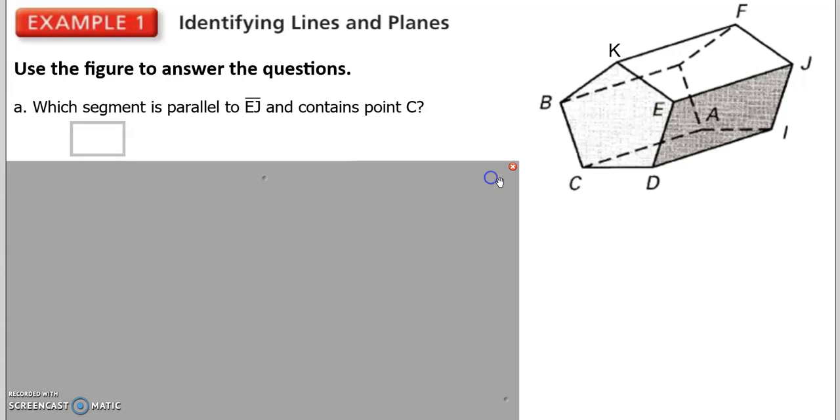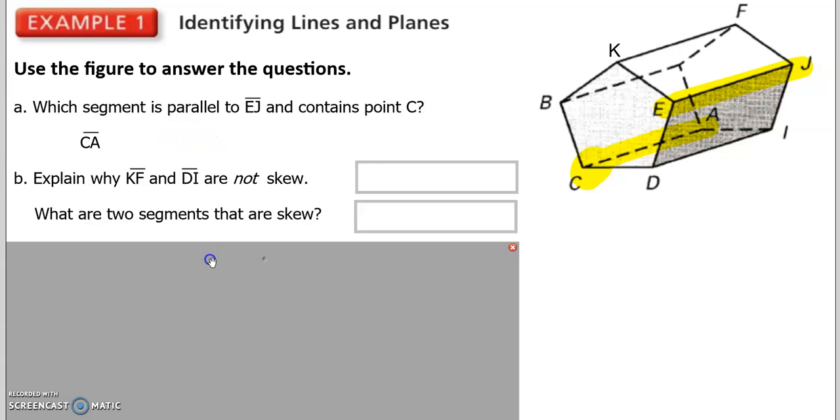Which segment is parallel to segment EJ and contains point C? And guys, notice what I just did. I'm very visual. I want to highlight that on the diagram. Okay? What segment, give me another segment that is parallel to EJ and contains point C? Well, what about segment CA? Right? Segment CA includes point C and is parallel to EJ. Wonderful.